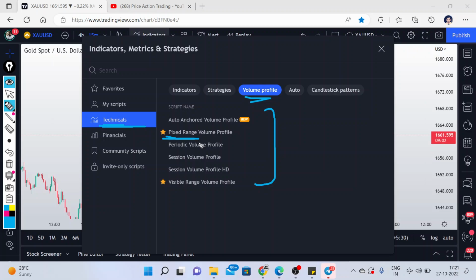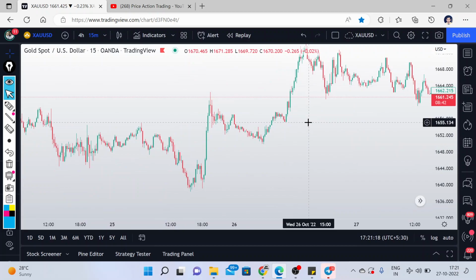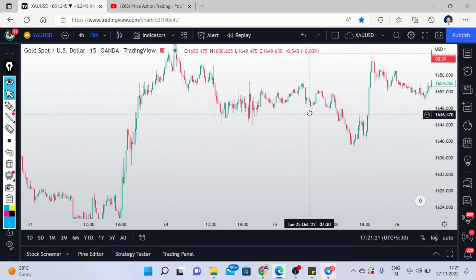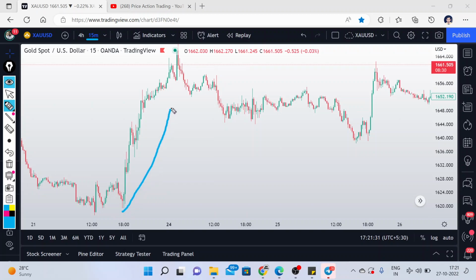For fixed range, you have to find a good buy impulse or a good sell impulse. So let me show you what you have to do. On your chart you have to find a good buy move or sell move. In this case we are currently looking at the gold chart, on the 15-minute timeframe, and on this chart you can see we have a good buy impulse. This one is a good buy impulse.